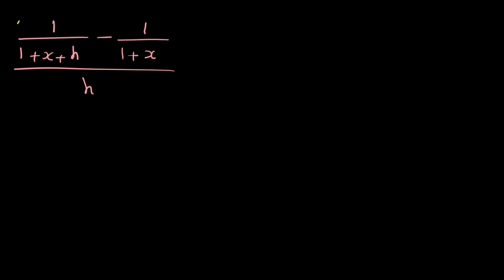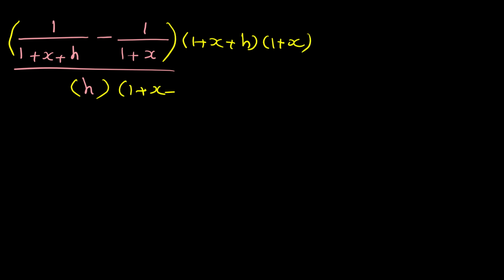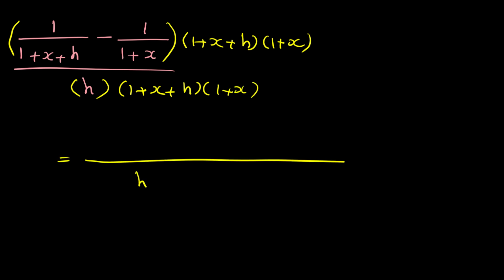Here I prefer to use the second method. I try to eliminate the denominators. What are the denominators? As you can see, we have two things in the denominator, 1 plus x plus h and 1 plus x. So we have to multiply the numerator and the denominator by this. By doing this, what happens? In the denominator we have h times 1 plus x plus h times 1 plus x.